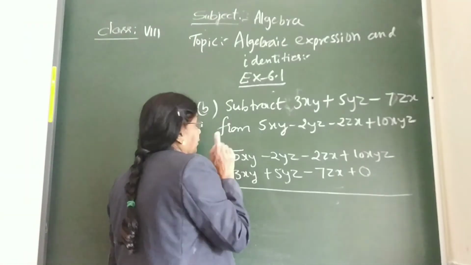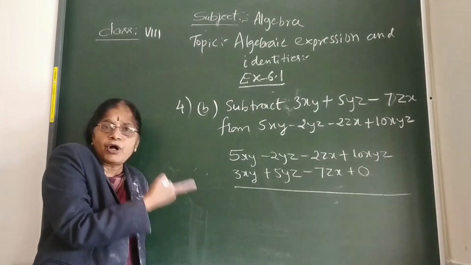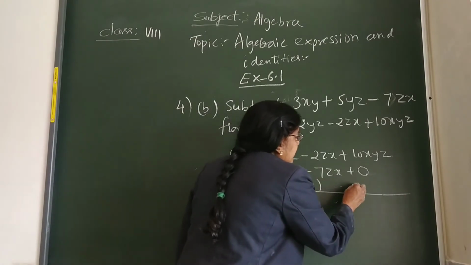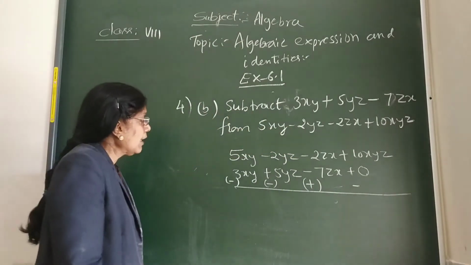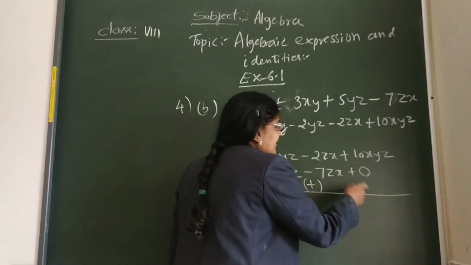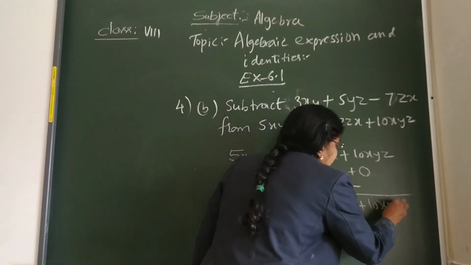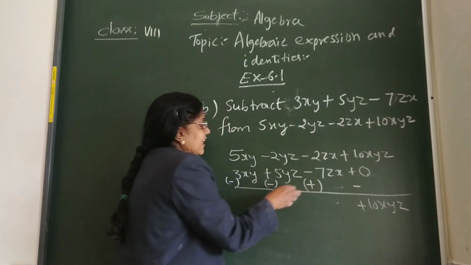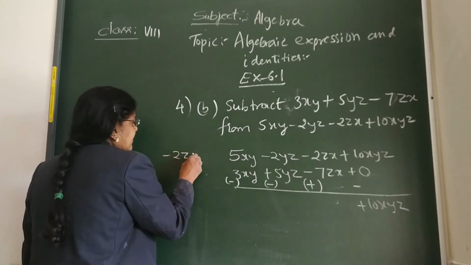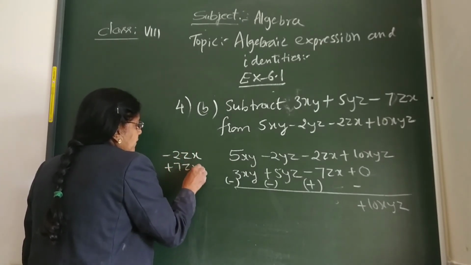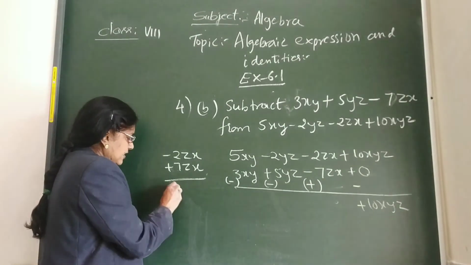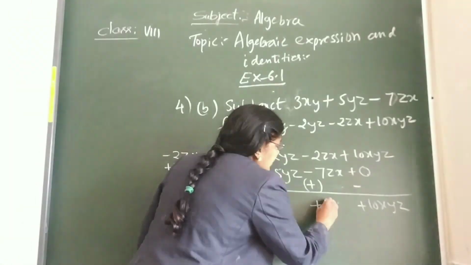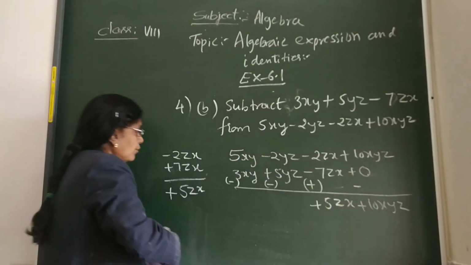Now let us change the sign. We have to change the sign of the second polynomial. So plus will become minus, minus will become plus, and this will become minus. Now what will happen? 10 minus 0, it will remain 10 as it is because there is no number. Here you will see minus 2zx plus 7zx. Which is the greater number? 7. What is the sign? Plus. 7 minus 2 is 5zx. So you got plus 5zx.